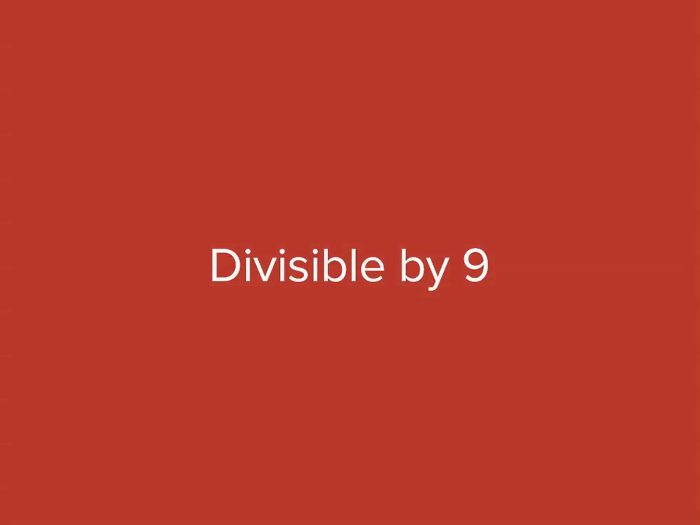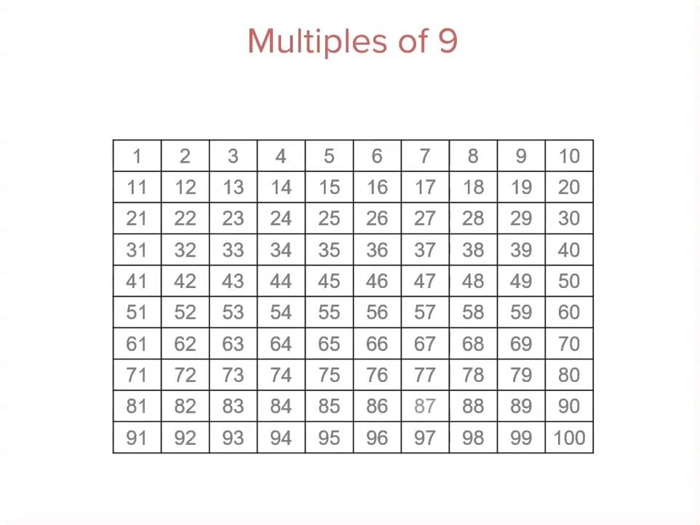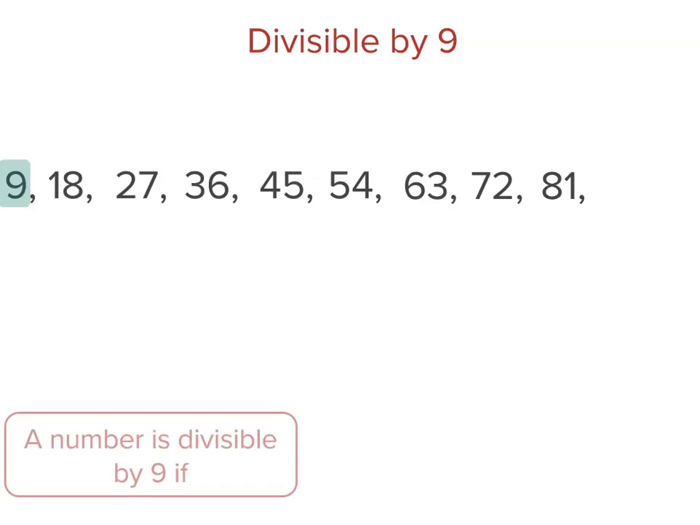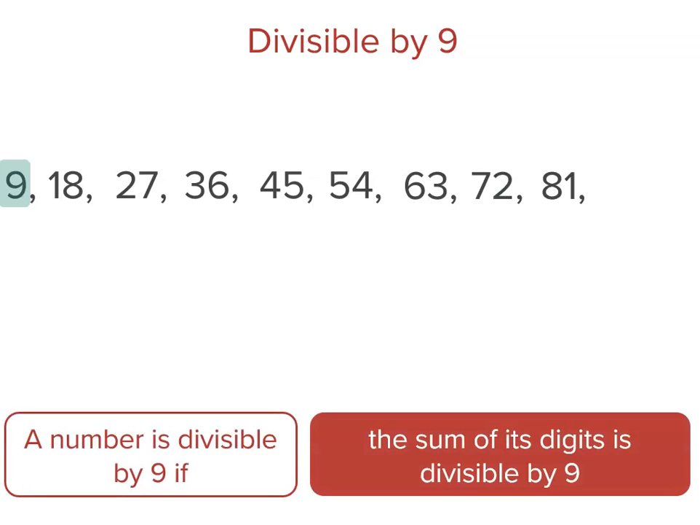How are we going to know if something's divisible by 9? Well, when a number's a multiple of 9, 9, 18, 27, it is divisible by 9. So what's its special feature? These numbers are all multiples of 9, so they're divisible by 9. And we can see that the sum of their digits is actually going to be divisible by 9 as well. So it's very similar to divisible by 3, but the sum of the digits must be divisible by 9.